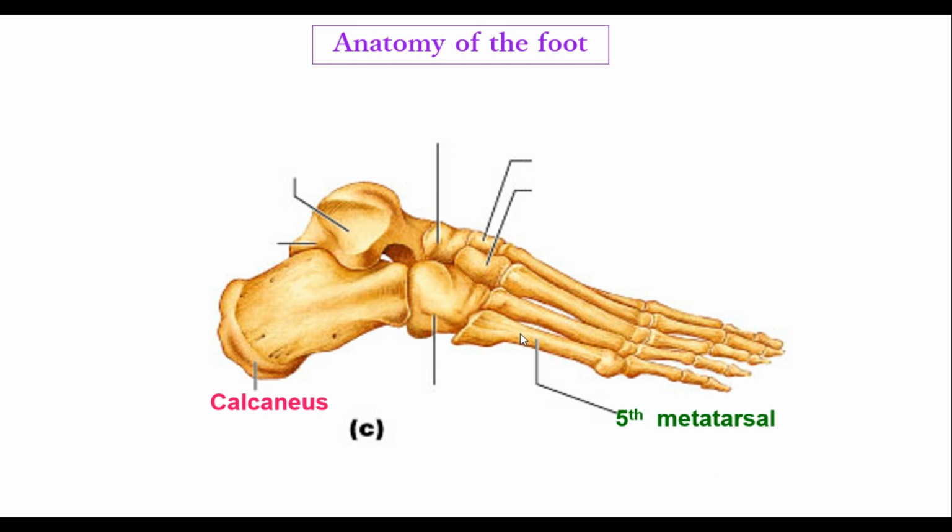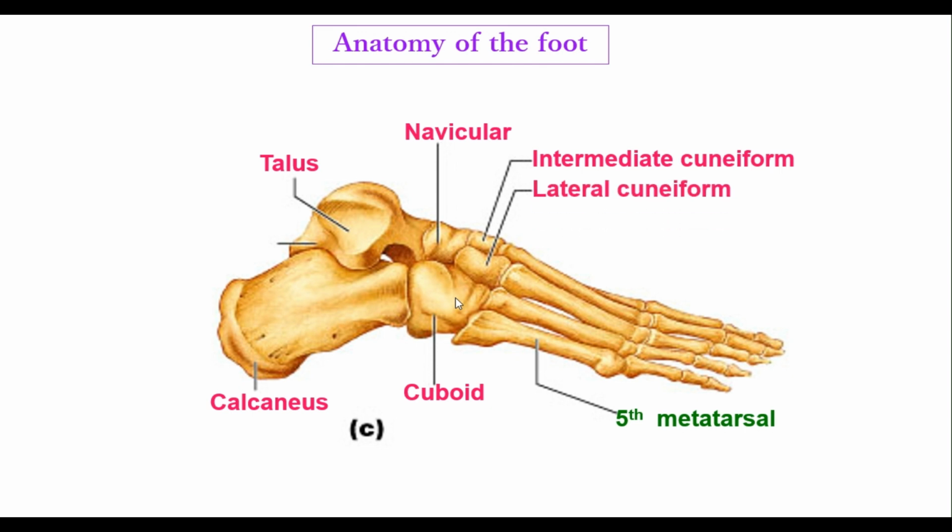This is the calcaneus. That is the talus. This is the navicular. The navicular articulates with the cuneiform family. Next to the navicular, we have the cuboid. This is the intermediate cuneiform. And this is the lateral cuneiform. We can't see the medial cuneiform, which is at the base of the big toe.